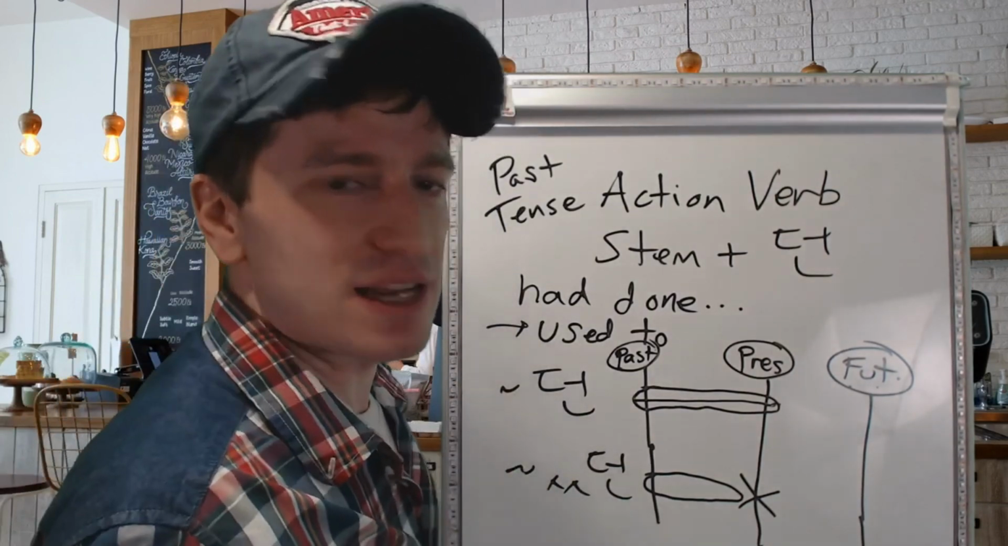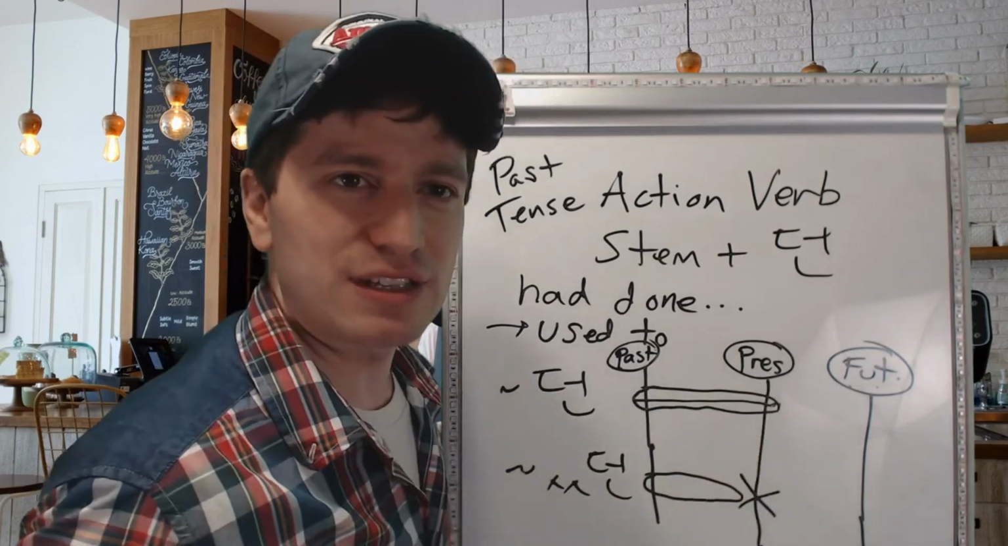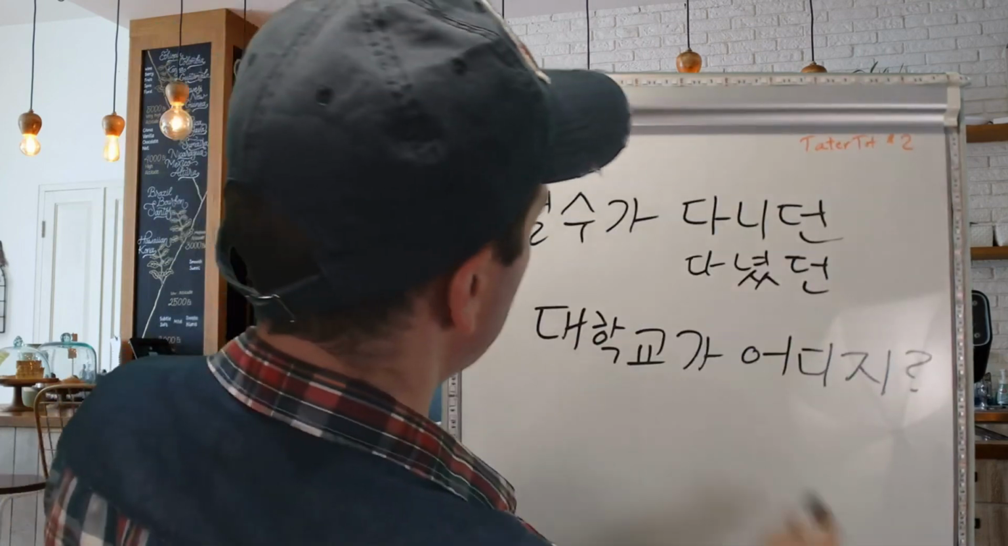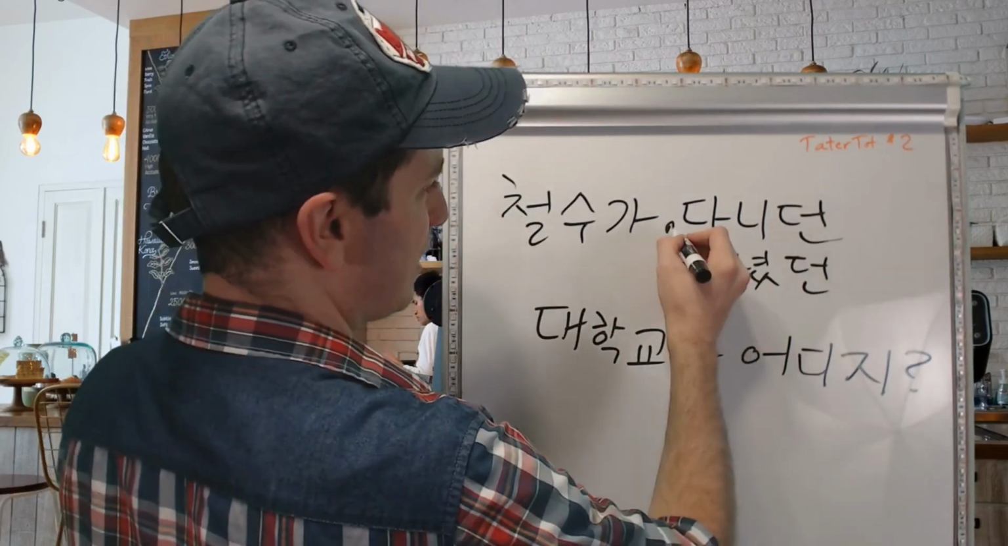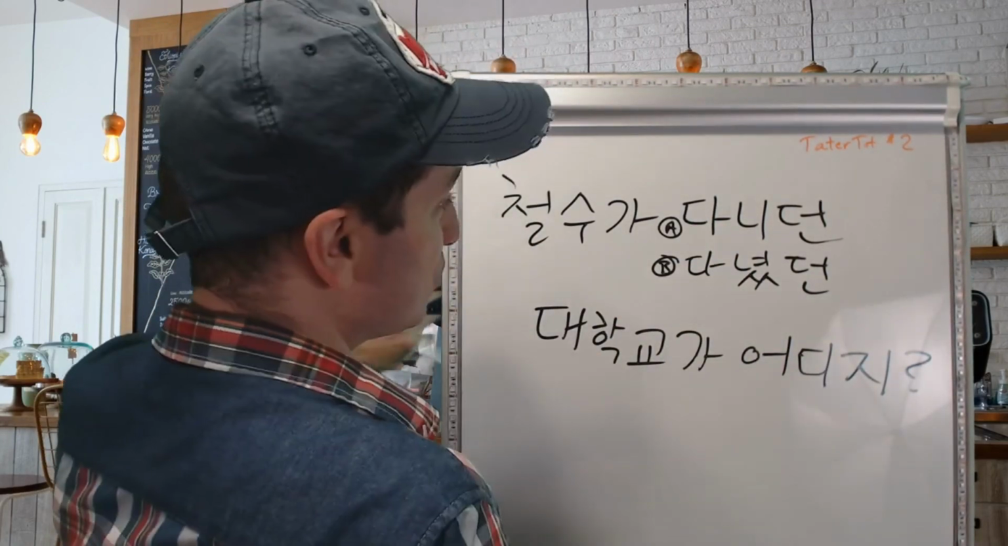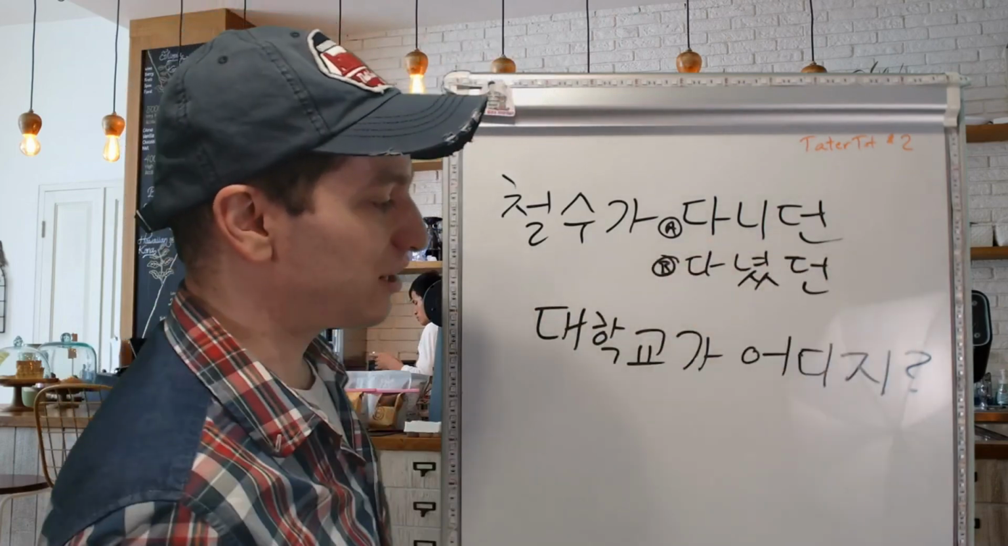If, however, it does not matter if it's something that's currently happening, just use either. So we have 철수가 다니던 대학교가 어디지? And 철수가 다녔던 대학교가 어디지? Just note that if you said 철수가 다니던 학교가 어디지?